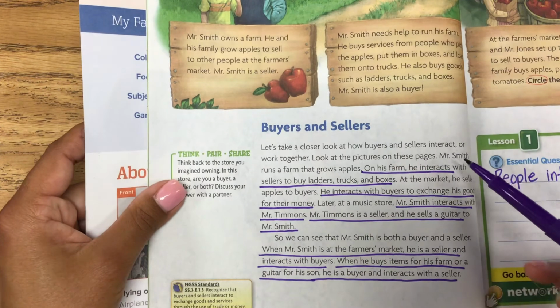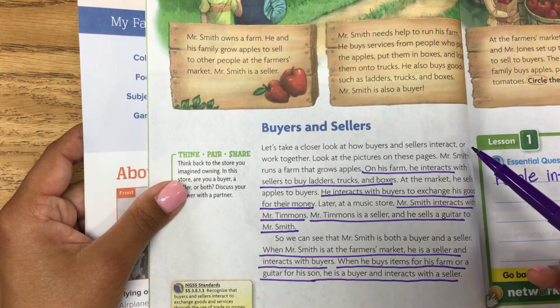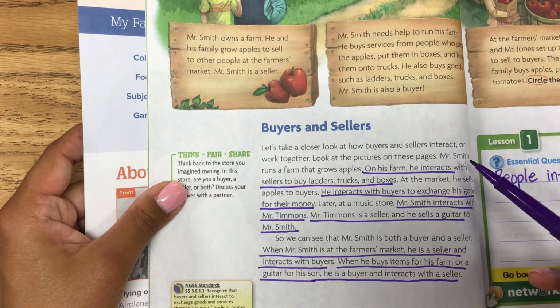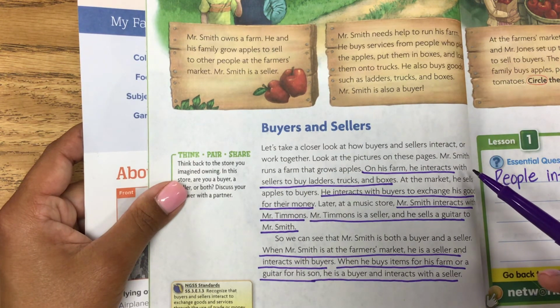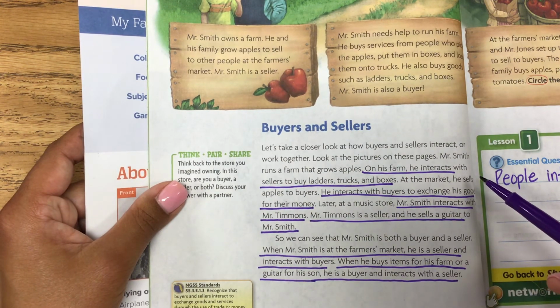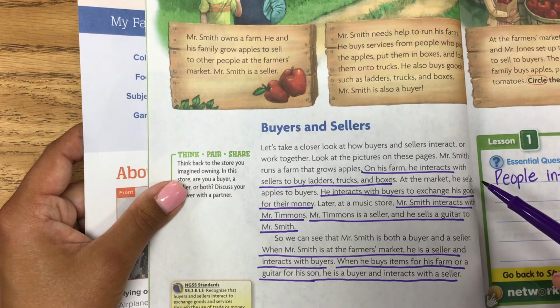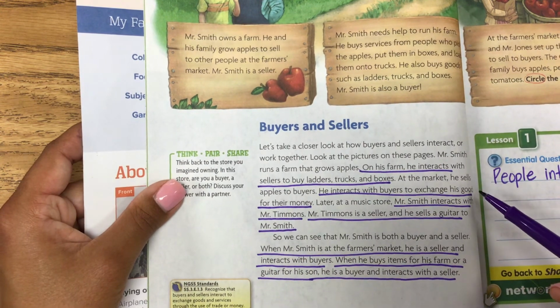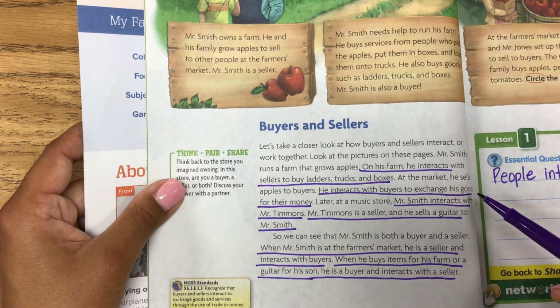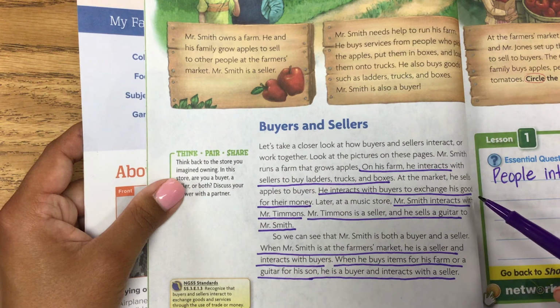Let's take a closer look at how buyers and sellers interact or work together. Look at the pictures on these pages. Mr. Smith runs a farm that grows apples. On his farm, he interacts with sellers to buy ladders, trucks, and boxes. At the market, he sells apples to buyers. He interacts with buyers to exchange his goods for their money.